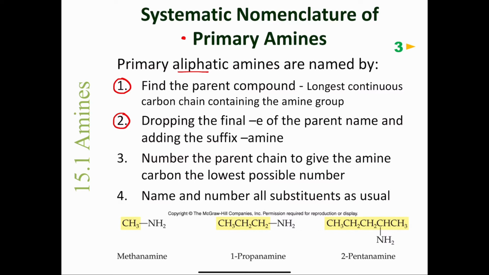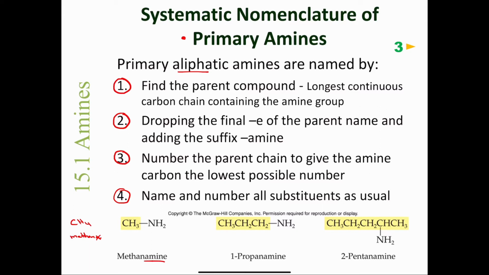Then you number that longest chain, the parent chain, in a way that you give the carbon that has the amino group attached to it the lowest possible number, and then you name and number all the substituents as usual, so 2-ethyl, 3-methyl, so on and so forth. So you can see here that we have methaneamine. You might remember that CH4 is methane. Methane, I hope you remember that. It's the simplest organic molecule. So methane, we drop the E at the end and we add amine on the end, so methaneamine.